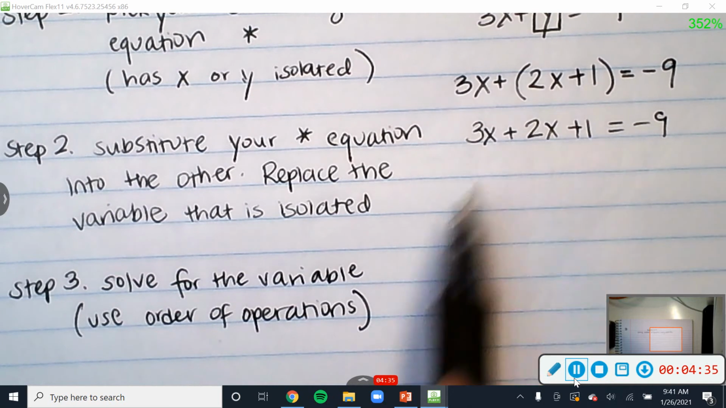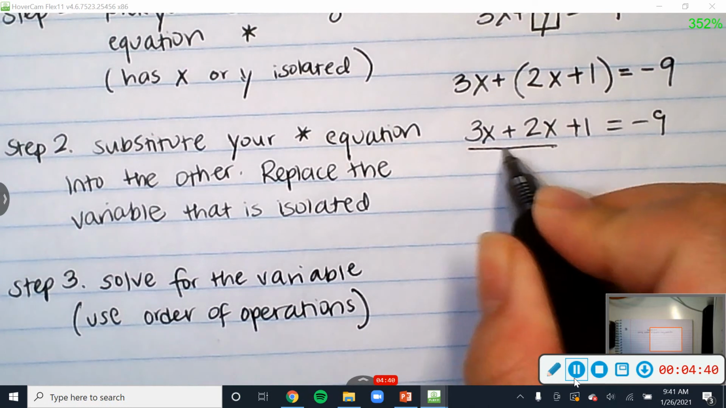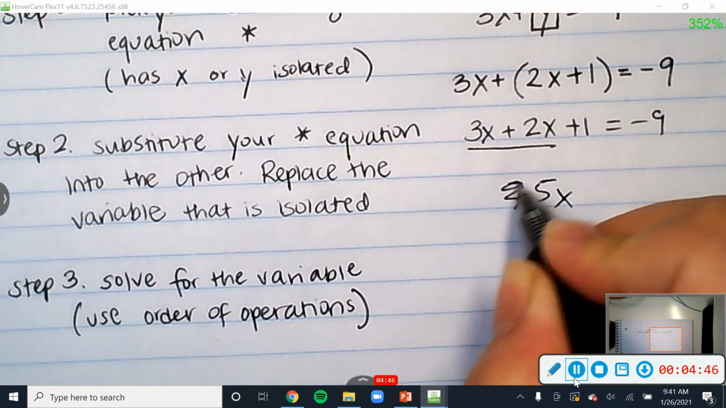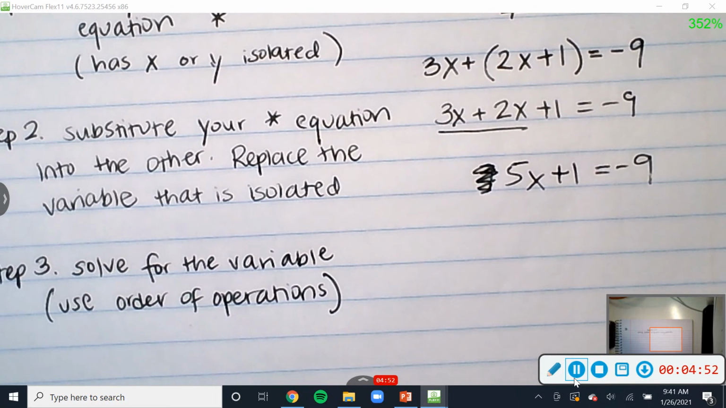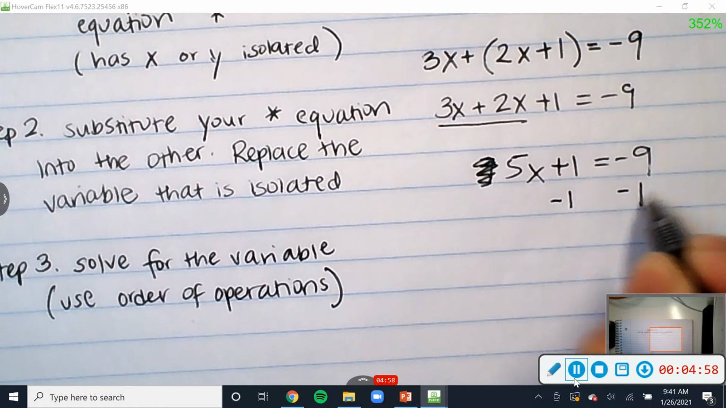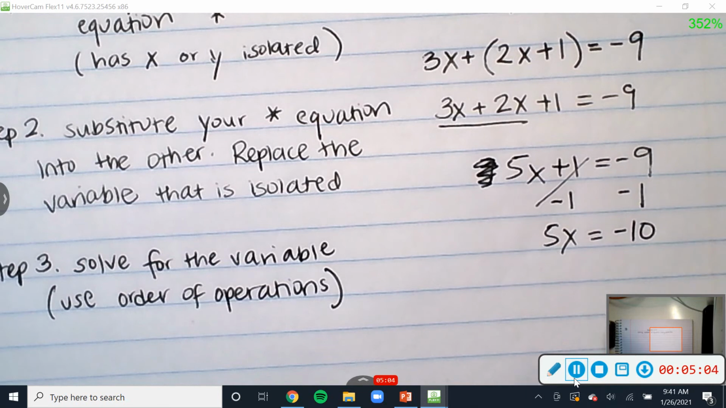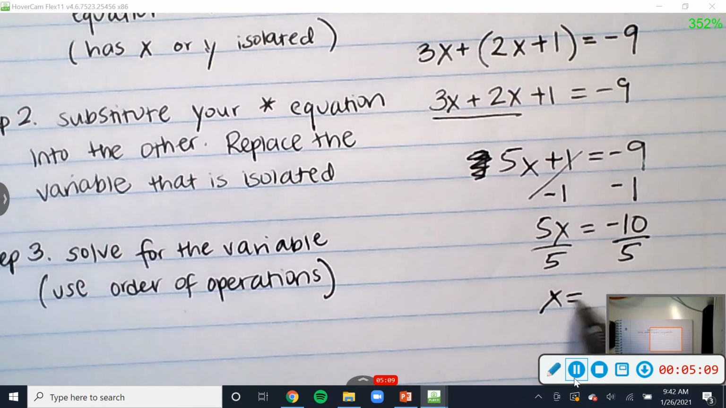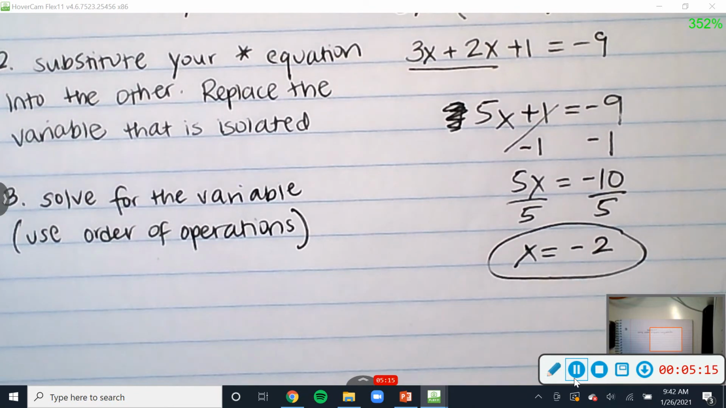So I have 3x and 2x. I can combine those like terms first. Always make sure you're combining anything that's on the same side. So 3x plus 2x is 5x. And then once we're left with 5x plus 1 equals negative 9, we would just do the same operation on both sides to get x by itself. So I can subtract 1 on both sides, and this leaves me with 5x on the left, negative 10 on the right, and then I can divide by 5 on both sides. Now I have solved for x. I know that x equals negative 2, and we are almost done with solving our equation.